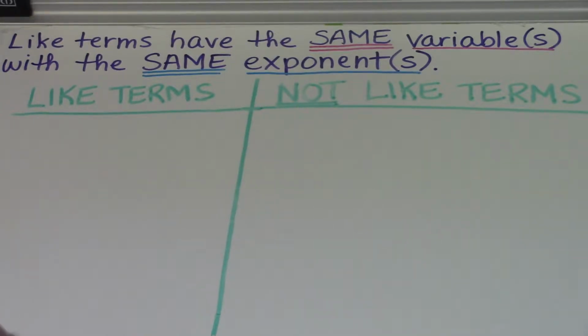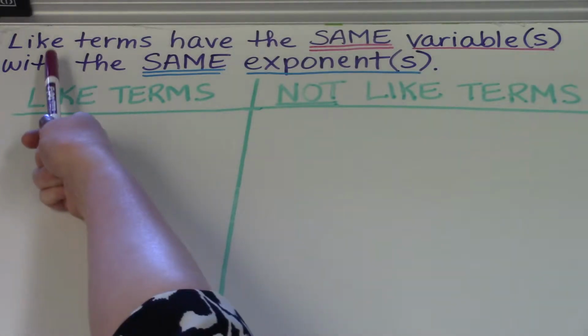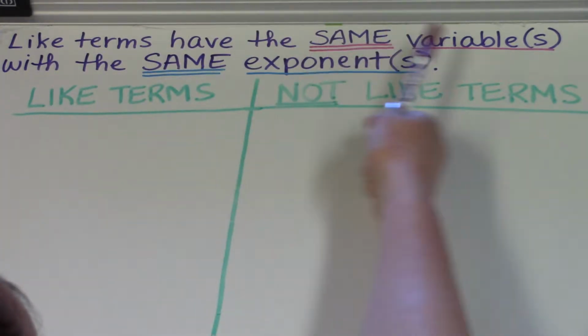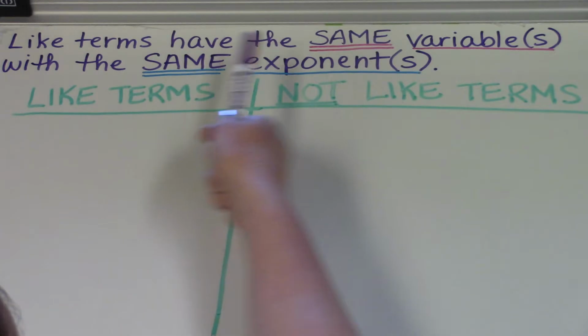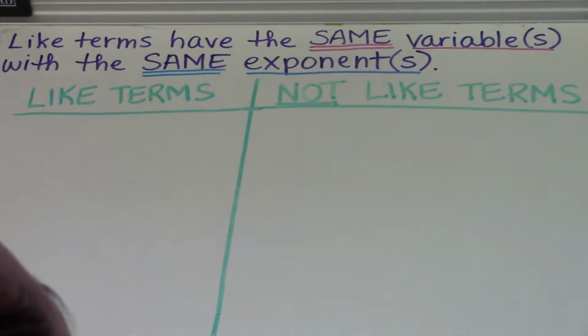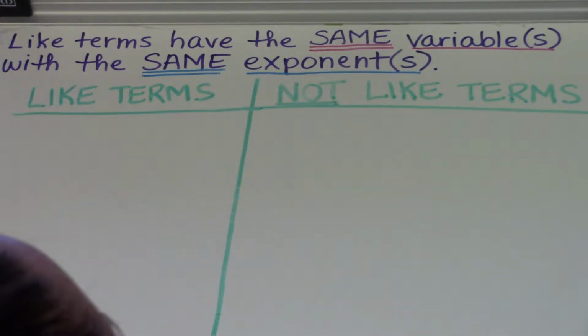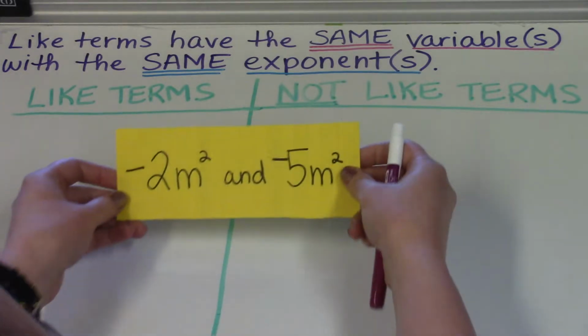For the set of problems on this page, you need to understand what like terms are. Like terms have the same variables with the same exponents. We're going to take a look at different pairs of terms now and classify them.